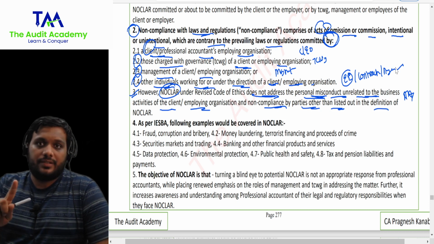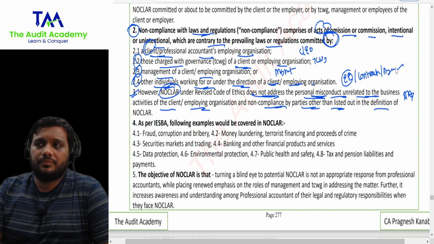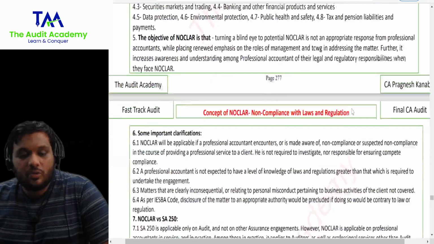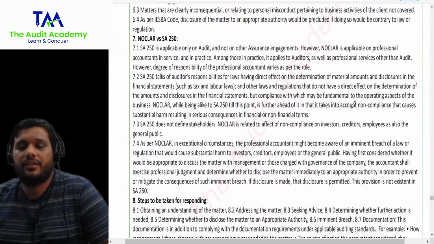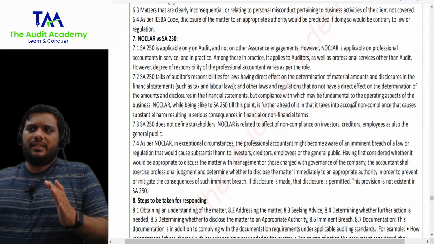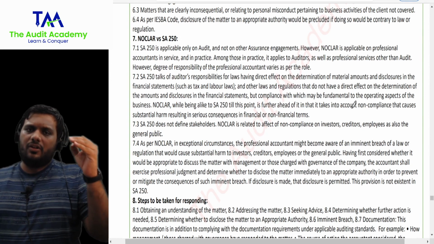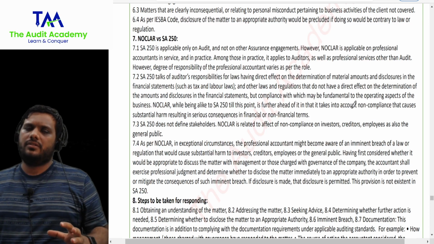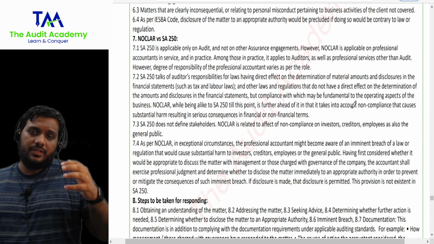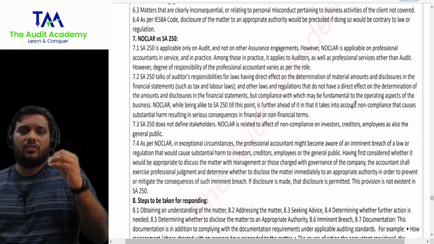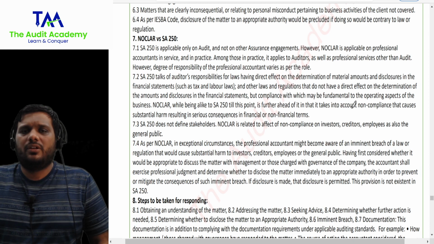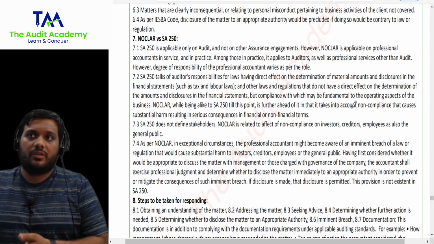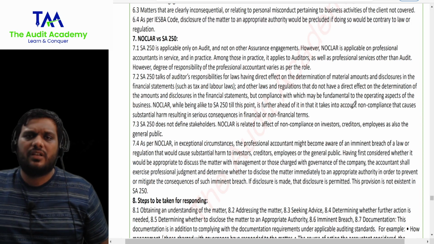Now students, I am assuming that you are aware of SA 250. In case of SA 250, whenever the auditor is conducting audit of financial statements, he is specifically asked to stick to such laws and regulations which can materially have a direct or indirect impact on the financial statements. So taxation laws, whether direct tax laws or indirect tax laws, have a direct effect on the financial statements.